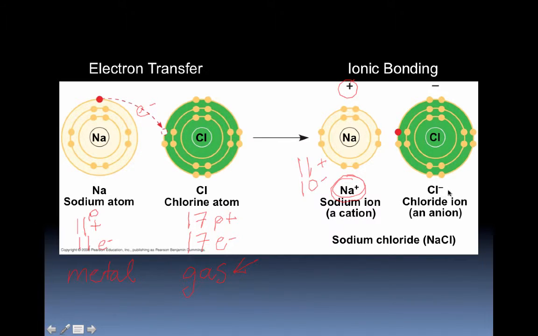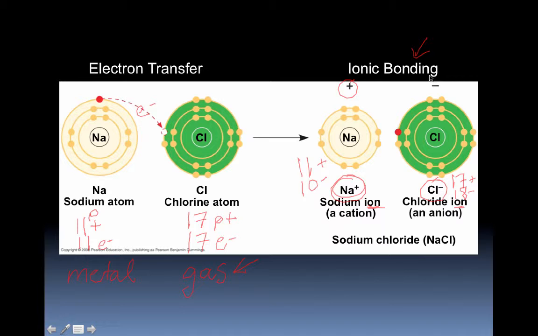The chlorine atom gained an electron, so this chlorine atom now has 17 protons and 18 electrons. It has an extra electron and therefore it has a negative charge. Atoms that have charges are called ions. And ions can interact with each other through these fairly strong bonding interactions that we call ionic bonds.